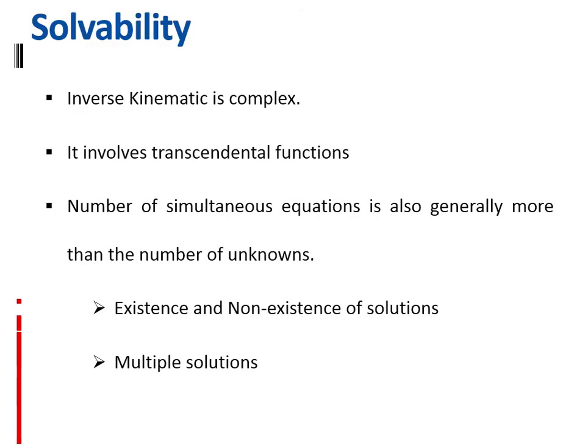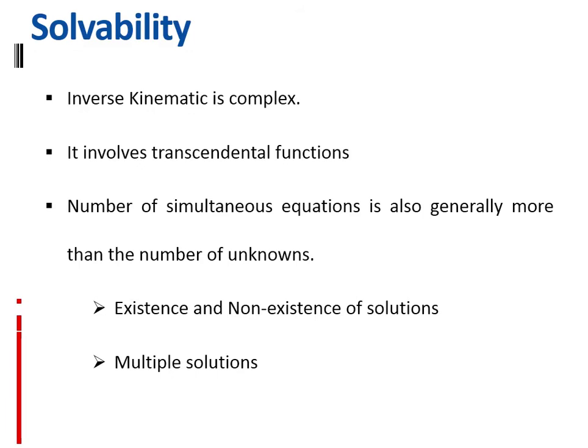The number of simultaneous equations is generally more than the number of unknowns, and this can also happen in inverse kinematics. That means there are more equations and fewer unknowns, so there will be different conditions under which a solution will or will not exist. We will discuss the existence of a solution, how it will exist, what conditions are there, and how these solutions are justified in terms of multiple solutions.